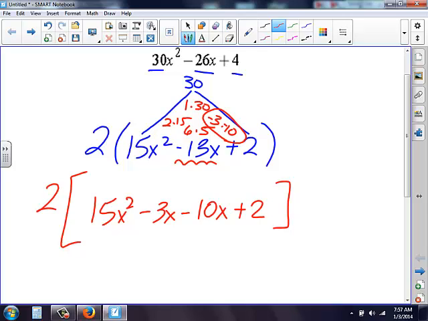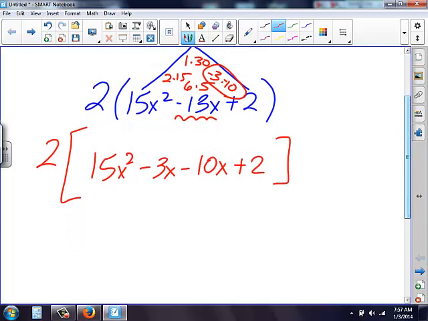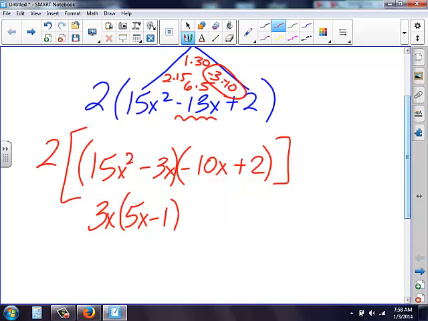Then again, we have 4 terms here. So anytime I have 4 terms, I know I need to group. I group the first 2, group the last 2. In my first set of parentheses, I need to ask myself, what can I pull out? In this case, I can pull out a 3 and an x. Therefore, if I pull out a 3 and an x, I'm going to be left with 5x minus 1. Again, do not forget, if you pull out the whole thing, you need that 1 there.